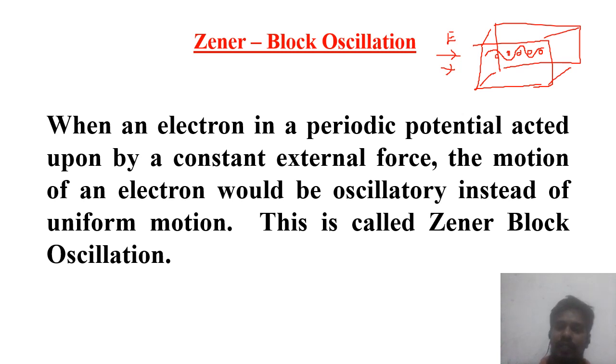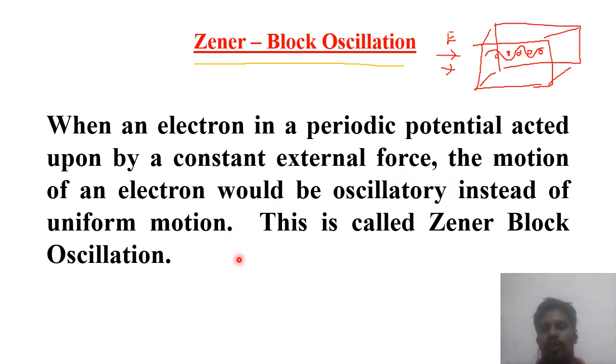The electron motion in a uniform electric field would be oscillating. That oscillation we can call a Zener Bloch oscillation. This is a Zener Bloch oscillation. So the simple definition for the Zener Bloch oscillation: when an electron in a periodic potential is acted upon by a constant external force, that means a constant external field, the motion of the electron would be oscillatory instead of uniform motion. This is called the Zener Bloch oscillation.